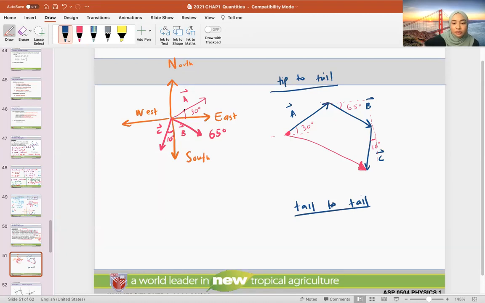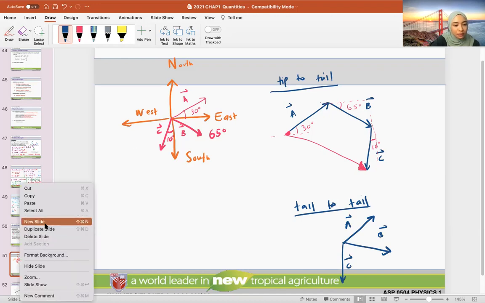You can't find the resultant using tail to tail if it's more than 2. So basically what you can do is just draw it. So A, B, C. Okay, so that is your tail to tail, which you can't use to find the resultant. In this case, you can, but you need to be very, very precise. Use your ruler, use your protractor, and then use the component method instead. Let's do that. I like that one.